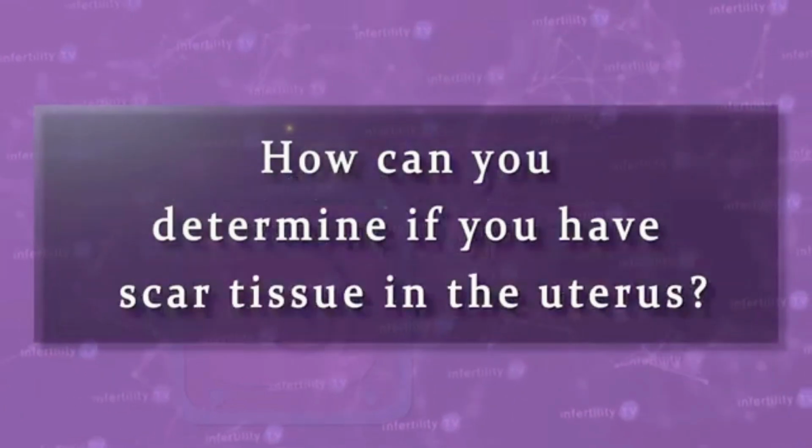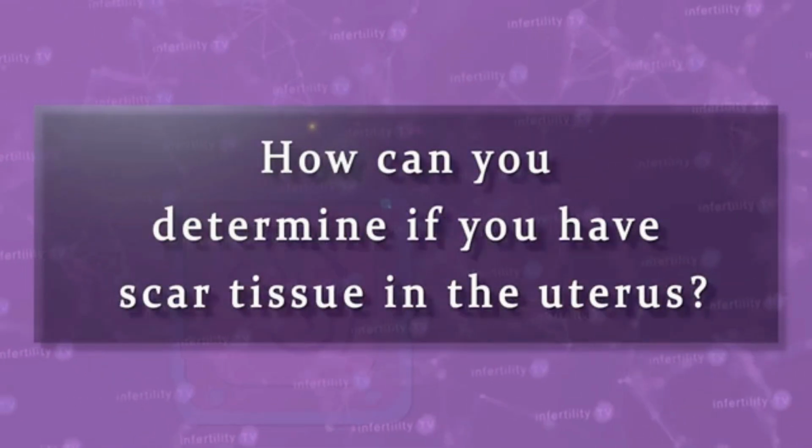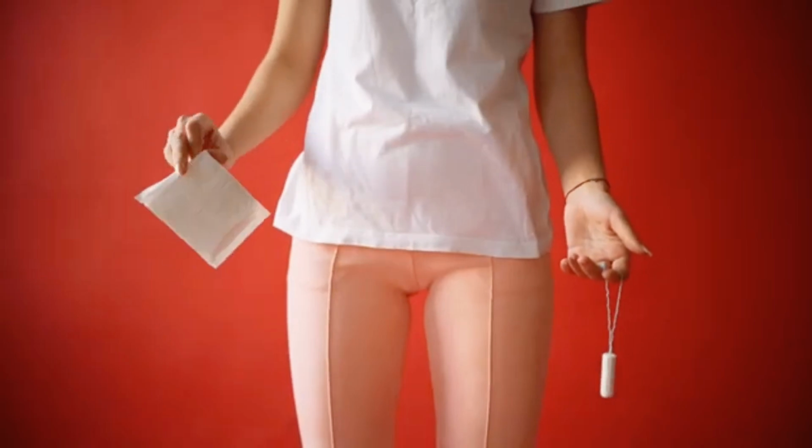How can you determine if you have scar tissue in the uterus? The first method is to assess your menstrual bleeding. Let's say that your periods used to come every month, last for 4 to 5 days, with 4 heavy days and 1 light day, but then you had a miscarriage and a D&C. Afterwards, your periods were still coming every month, but now it lasts only 2 days and is not as heavy. This situation would be very suspicious for scar tissue in the uterine cavity.